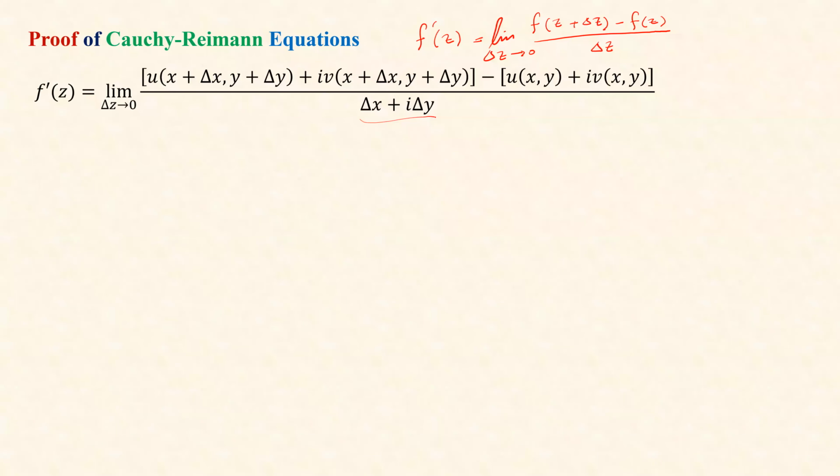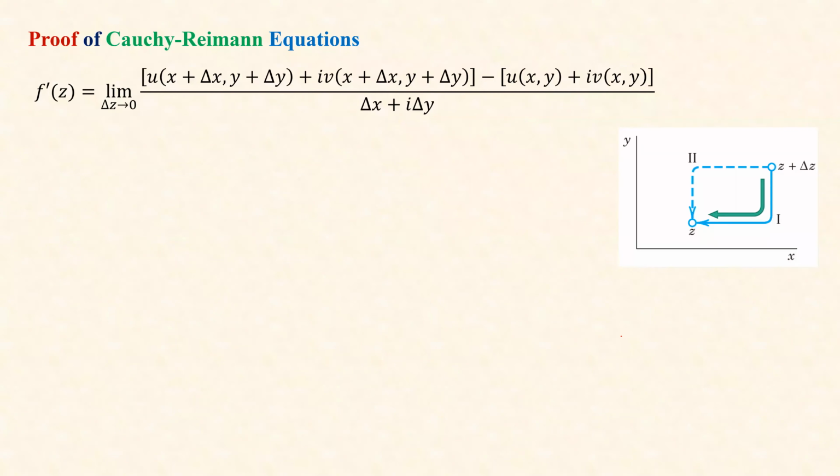By definition, this is the derivative of the function at point z, and we want this limit to exist. Therefore, it shouldn't matter whether we approach z along path 1 or along path 2. What happens if we approach z along path 1? That means we put delta y equal to 0, and then delta x approaches 0.